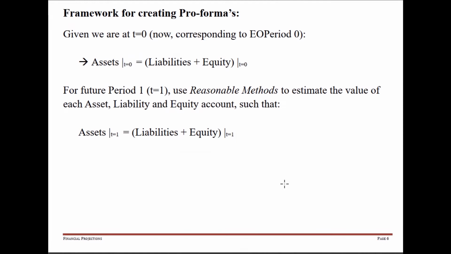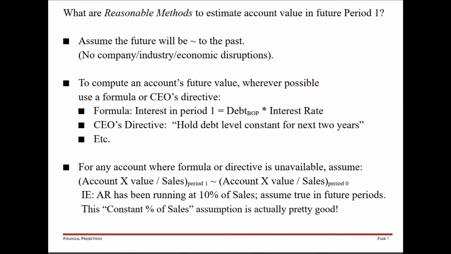So our general framework for creating these is we always start at t equals 0, now, and we set things up so that assets equal liabilities plus equity is true. And then to project to our future period, t equals 1, we're going to use quote unquote reasonable methods to estimate the value of each account at the end of the period t equals 1, and we still want to have assets equal liabilities plus equity.